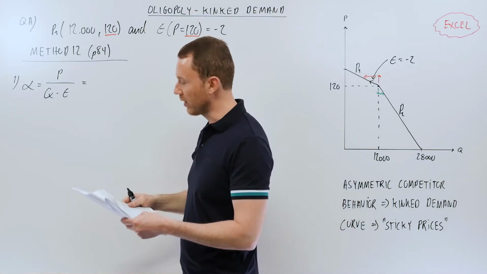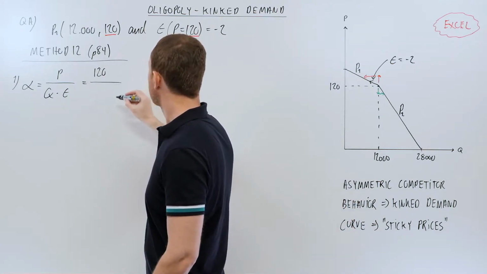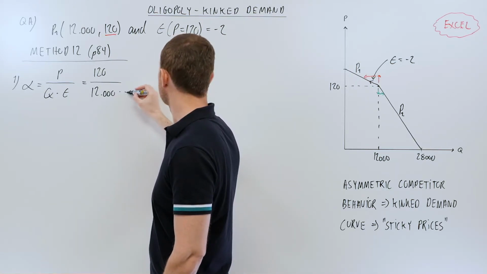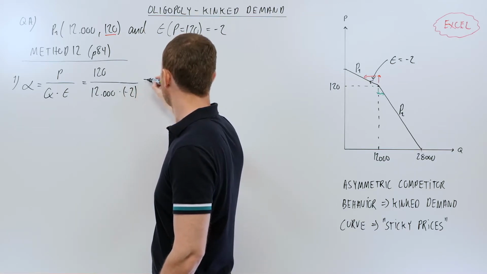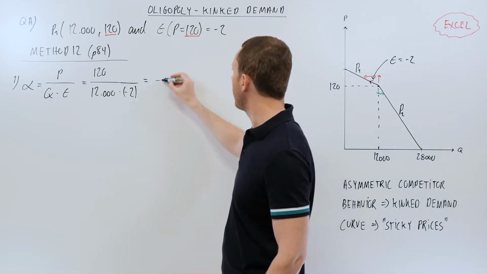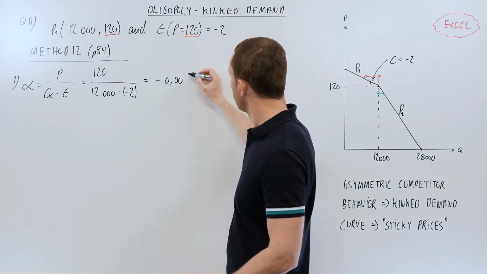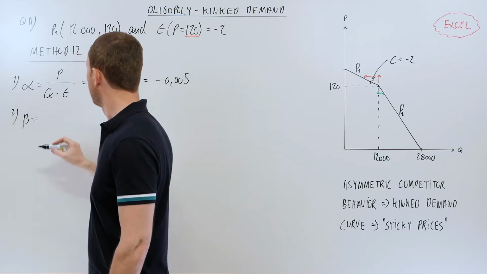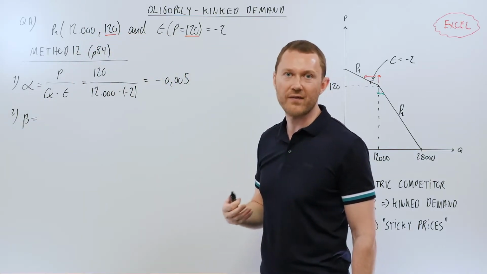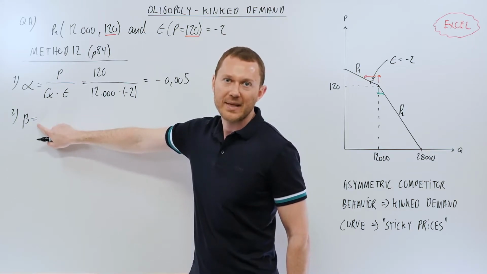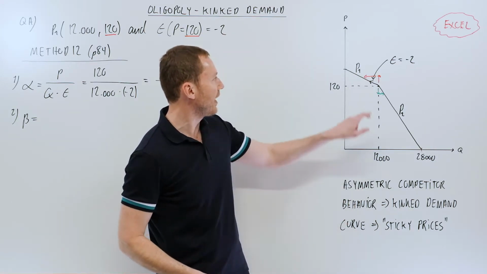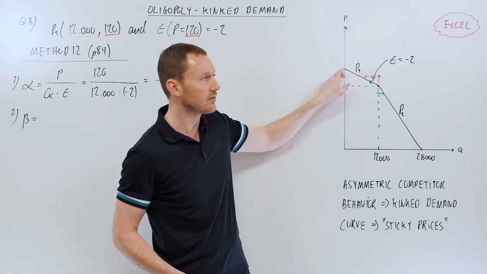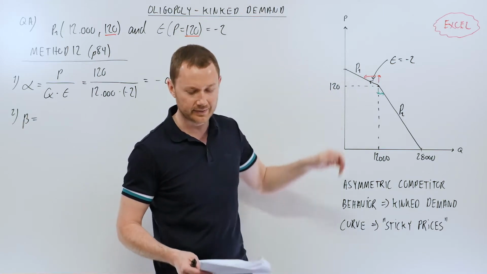So the price here is 120 divided by quantity, which was 12,000, times elasticity, which is -2, giving us a slope of -0.005. So alpha means slope of the function, beta means intercept. What we're going to find now is that intercept up there, where the function intersects with the vertical axis.